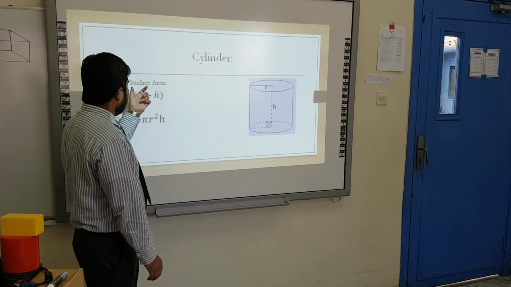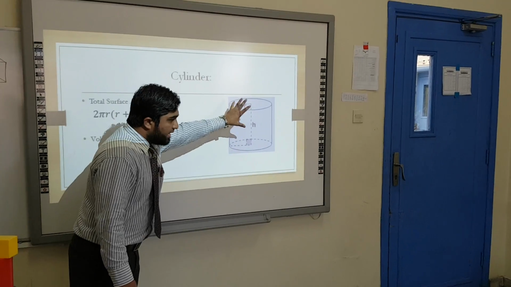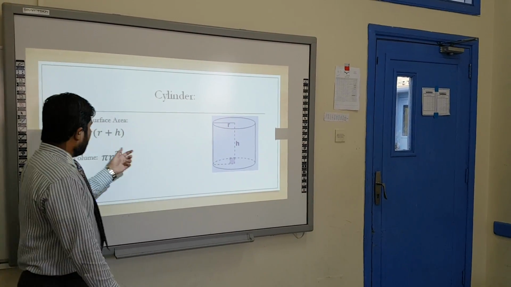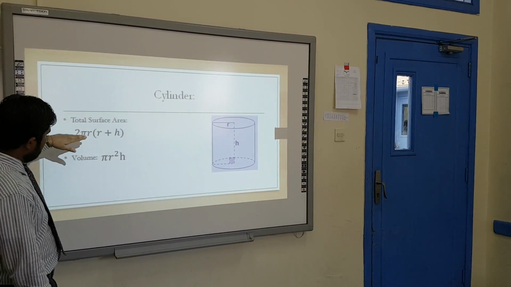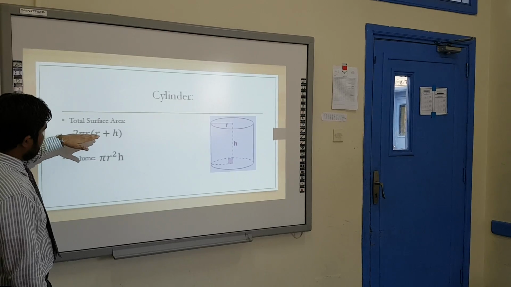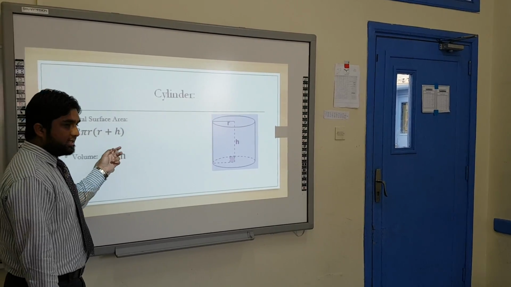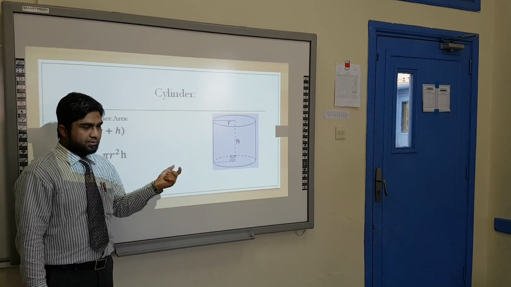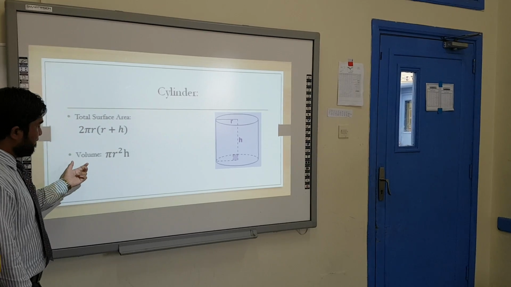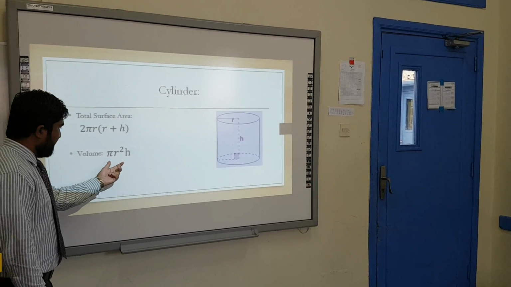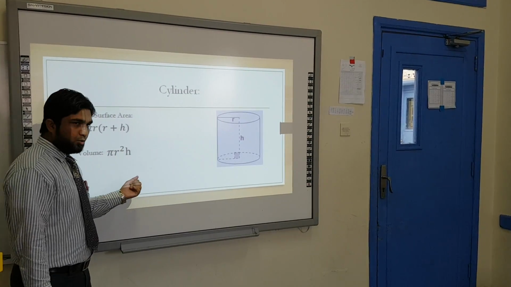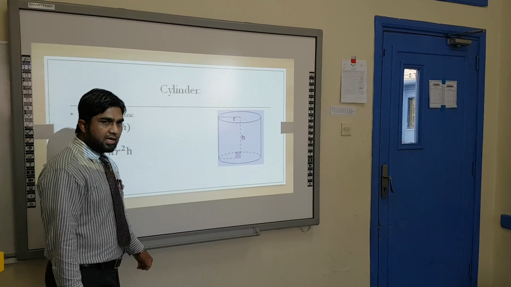When we want to find the total surface area of any given cylinder, we use the formula 2 times pi times r into the brackets r plus h. If you want to find the volume, we multiply pi with r to the power 2 multiplied with h.